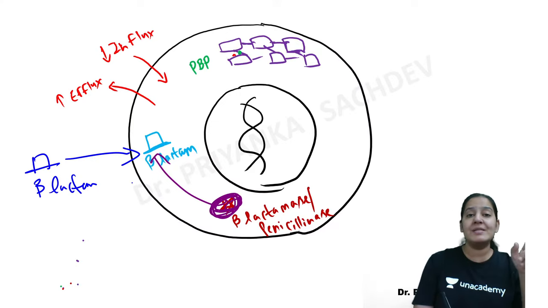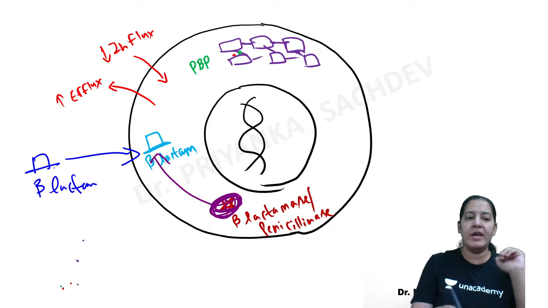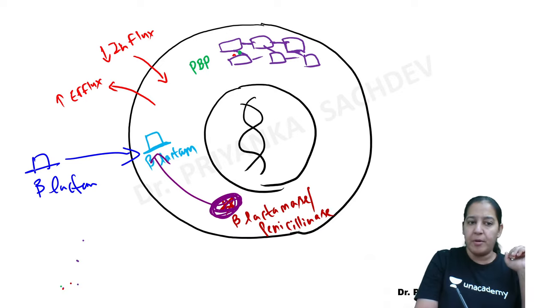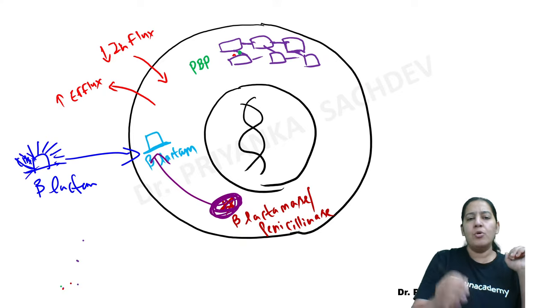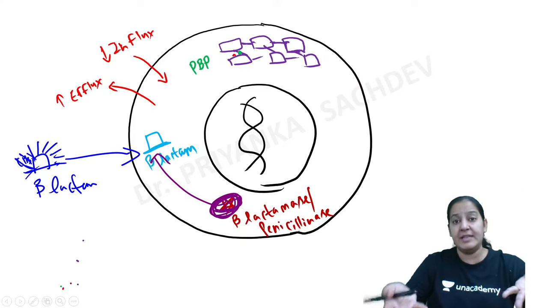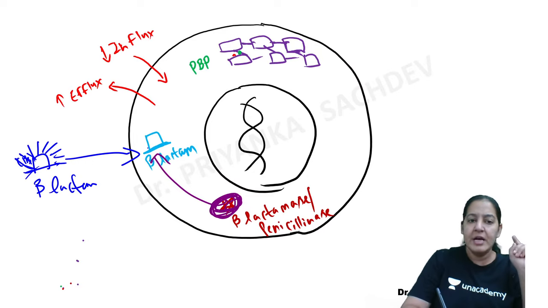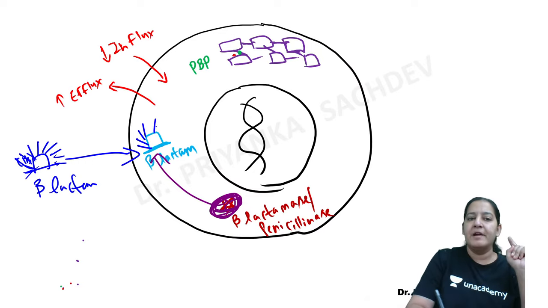So humans have done one more smartness. Hum logo ne kya kiya? Is beta lactam ring se problem hai na? So humne is beta lactam ring ko cover kar diya methyl group se. Bahut sare humne side chains laga diye iske upar. So you know, ghungat mein chupa diya. In Hindi, if you can understand like that. So we have covered the beta lactam. We have covered the beta lactam from all sides with the help of side chains.